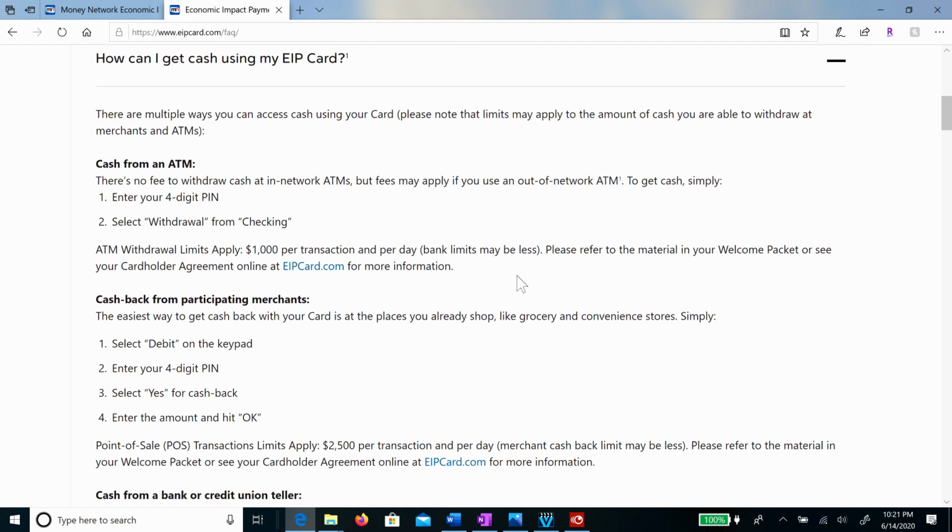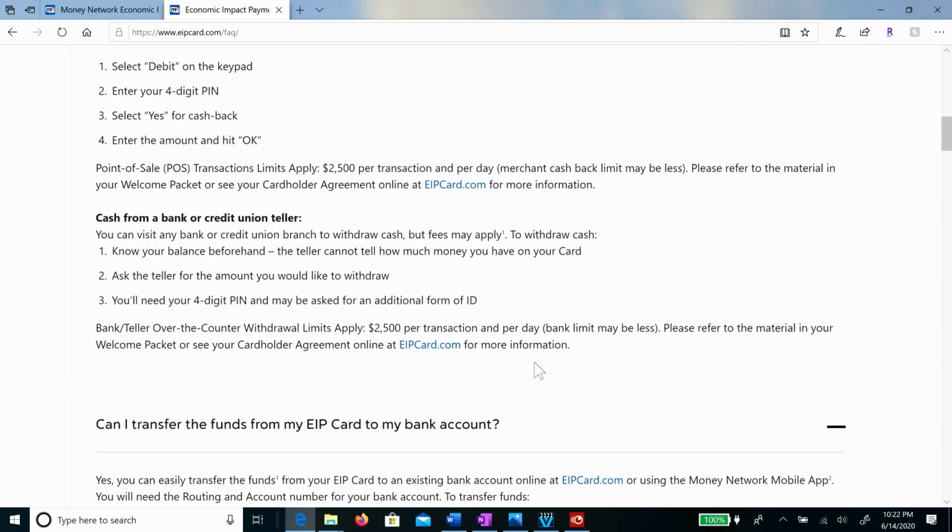You can also get cash back from participating merchants. You know, when you go to the supermarket and it asks you if you want cash back, and you say yes, you actually select debit on the keypad, enter your 4-digit PIN and select yes. They have a $2,500 per transaction and per day limit. I will tell you that usually if I've gone to the supermarket and it's asking me if I want to take cash, they're talking about $40 or $20. So I don't even know if you can get $2,500 per transaction from someplace like that.